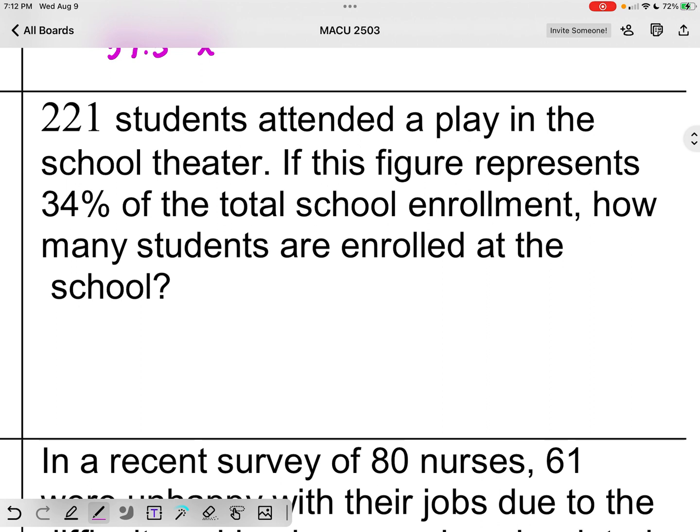221 students attended a play in the school theater. If this figure represents 34% of the total school enrollment, how many students are enrolled at the school? So we're going to take our 221 and we're dividing that by our 34%. Again, percent to decimal. That'd be 650.